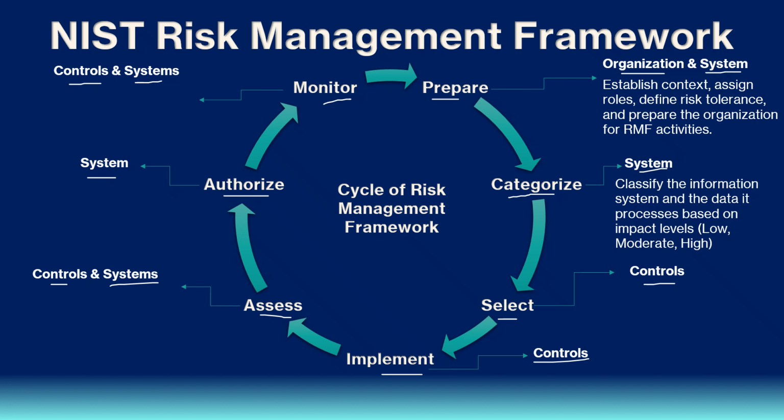Then comes the next one, select. Now that we know whether the system is low, moderate, or high impact, the next step is to decide how to protect it. Controls are the security measures or safeguards that help reduce risk.